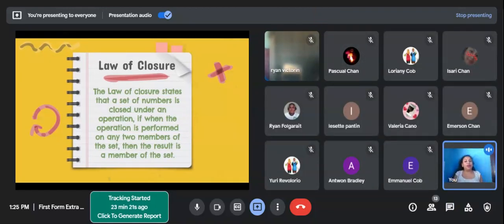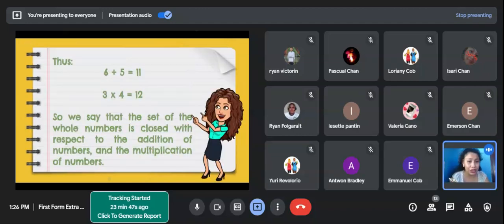So now the law of closure states the following. A set of numbers is closed under an operation if, when the operation is performed on any 2 members of the set, then the result is a member of that set. Now that was a big long definition to mean something very, very simple, and I'm going to show you the example so you understand.